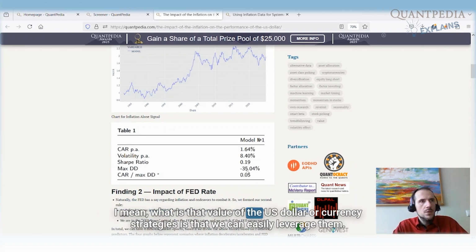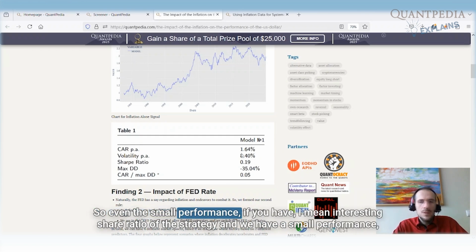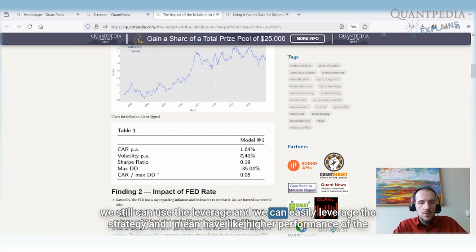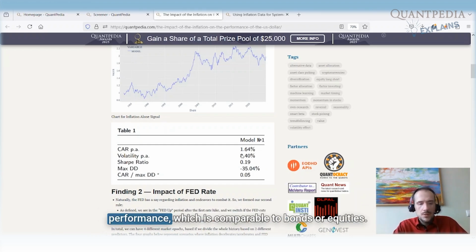The added value of US dollar or currency strategies is that we can easily leverage them. So even with a small performance, if we have an interesting Sharpe ratio, we can easily leverage the strategy and have higher performance, comparable to bonds or equities.